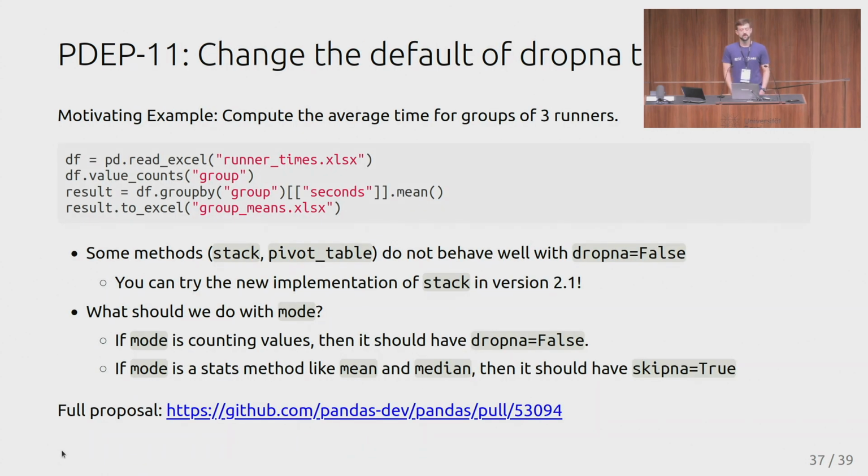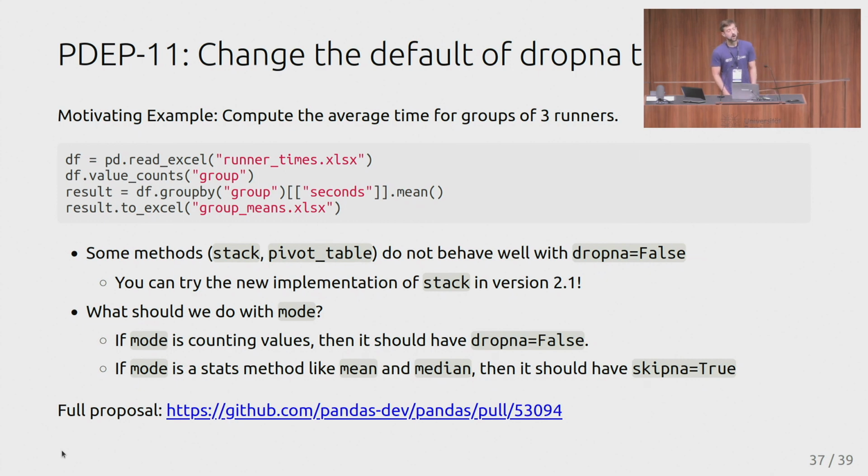And the last PDEP we'll talk about today is a proposal to change the default behavior of dropna. So just as a motivating example, think about, you're assigned this task of computing the average of groups of 3 runners for a race. So you have a whole bunch of runners, they're all in groups of 3, you want to compute the average for each group. So you take your data, you load up the Excel file into Pandas. Maybe you want to do some QA, make sure every group really does have 3 members. So you do a value counts on the group. You get all the answer 3, everything looks good. So you then go use groupby to compute your result, and then save that back out to a new Excel file.